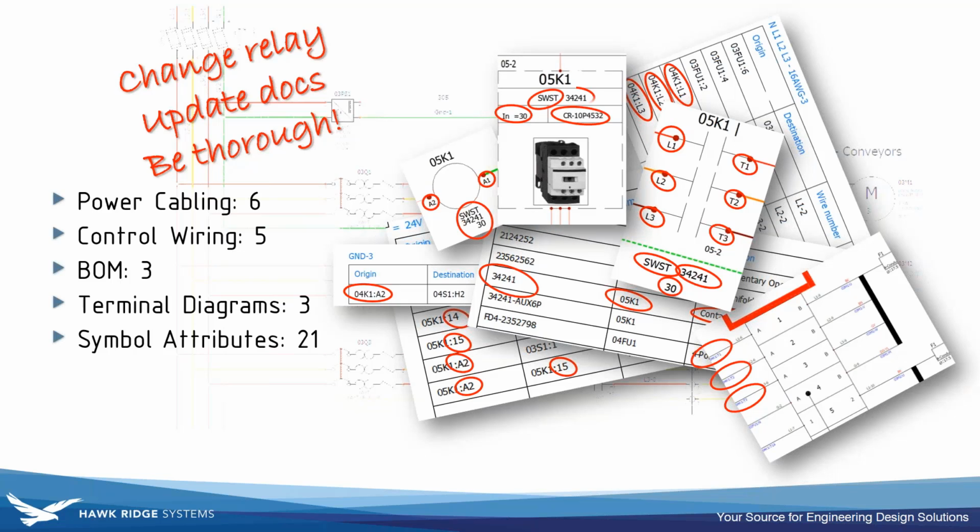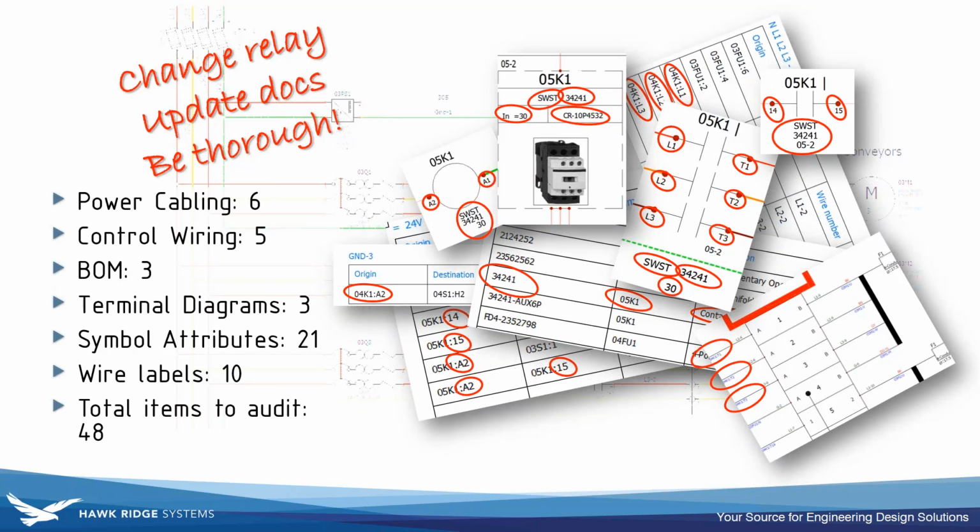Now, this is a case for more of an industrial design or industrial controls type of system, but you think about it, there is all of that information still, no matter what type of device you are designing. You may not have a terminal strip drawing, so that takes away 3 of those things. But you still have your powering, and probably your control. So you've got some sort of schematic pages, the bill of material, symbol attributes, and wire labels to deal with. It all adds up to a total of 48 items in this particular slide that need to be audited.